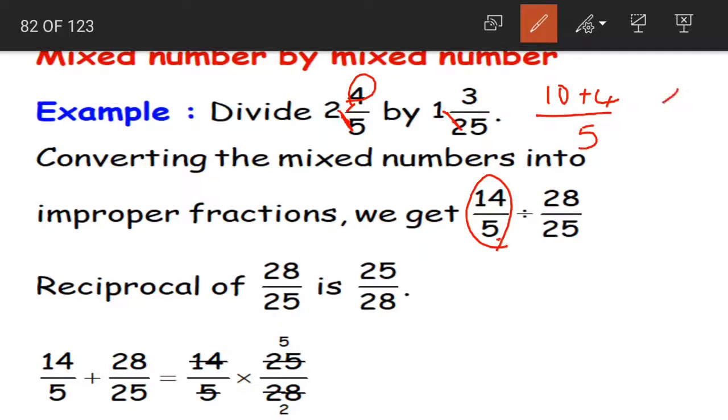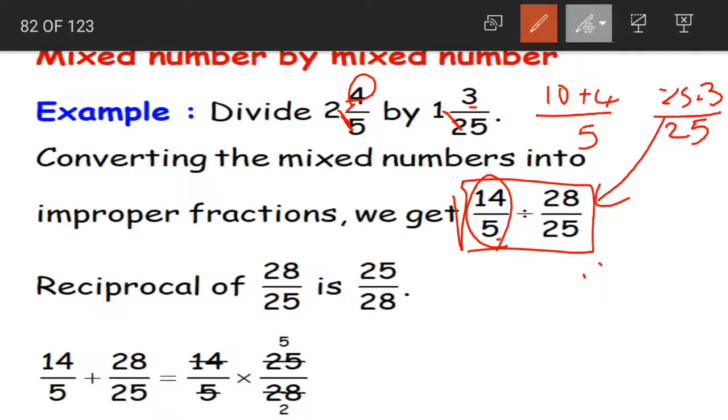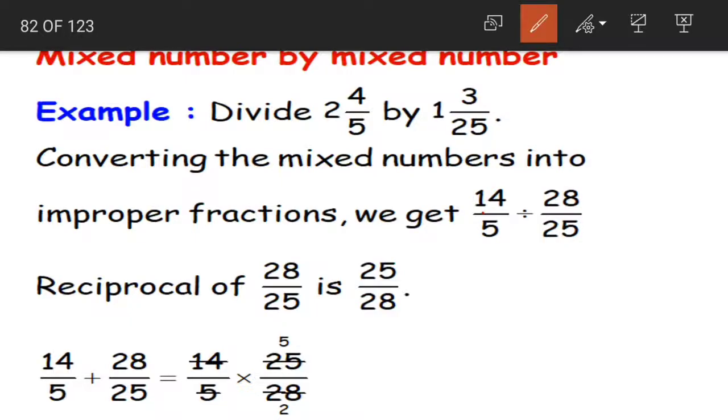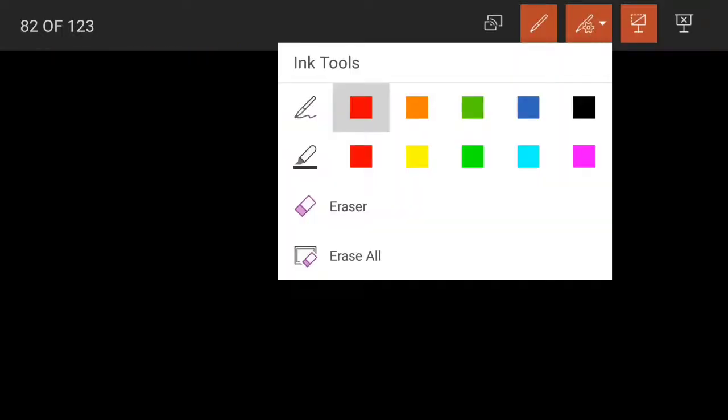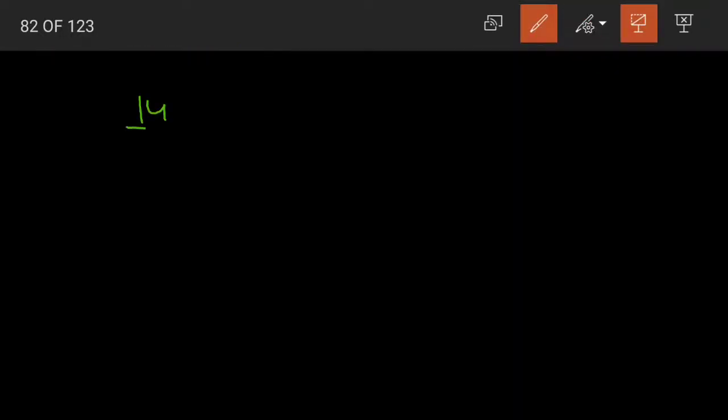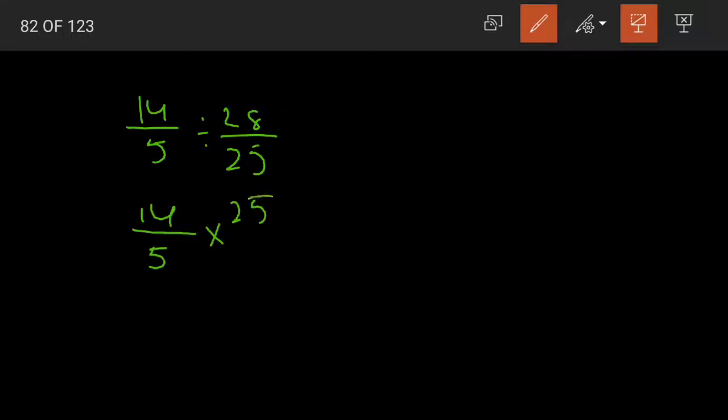Next, 1 into 25, 25 plus 3 divided by denominator 25. That is nothing but 28 by 25. Now we have both the improper fractions. We can go for dividing: 14 by 5 divided by 28 by 25. Again, what should we do? We should multiply it with the reciprocal.